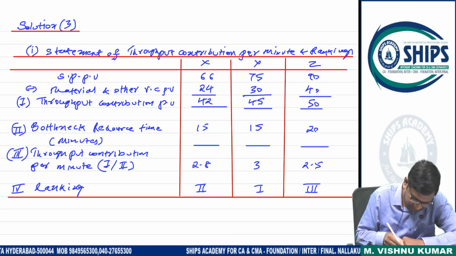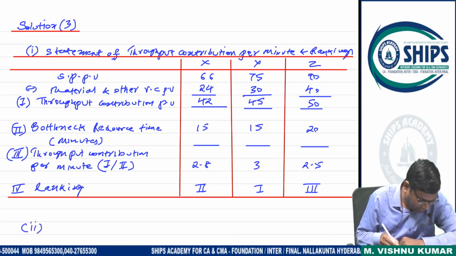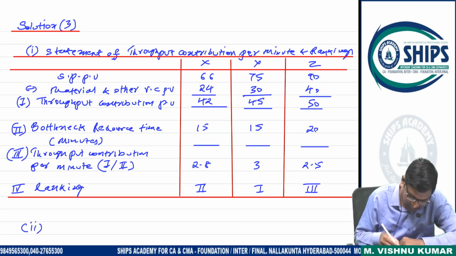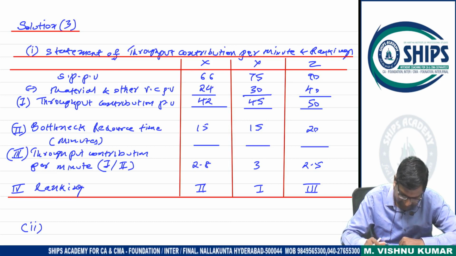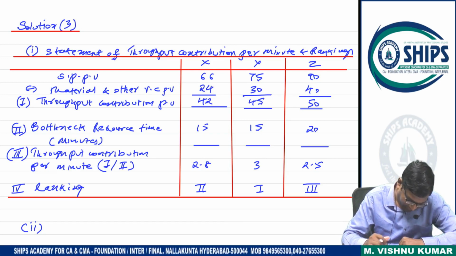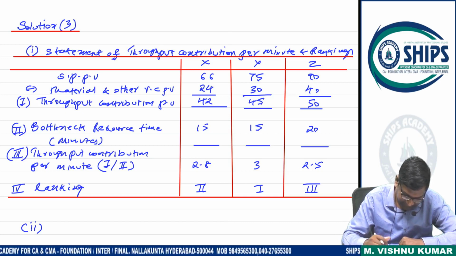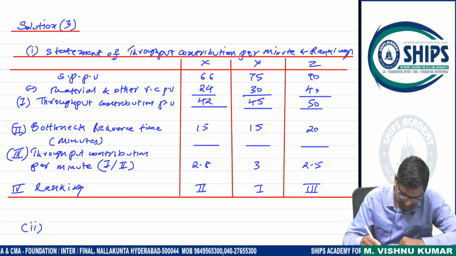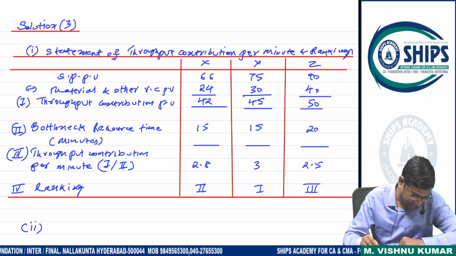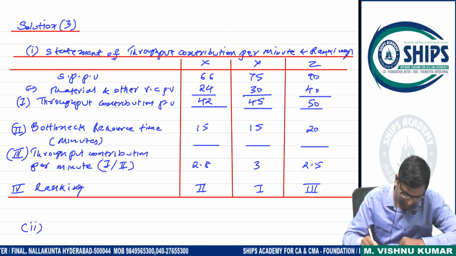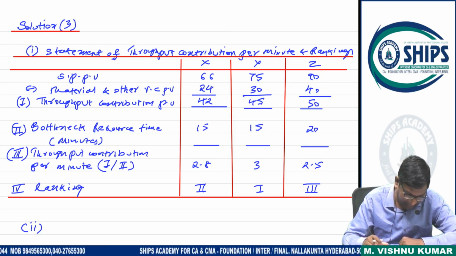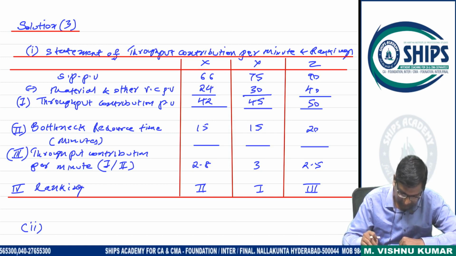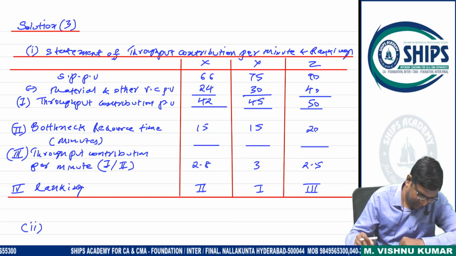Second answer is throughput accounting ratio. So here for X, Y, Z, the three products, we have calculated the throughput contribution per minute: 2.8, 3, 2.5. Understand? So which is rank 1? Rank 1 is Y. So rank 1 product is product Y. So priority will be what? First Y, thereafter X, thereafter Z. Like this.